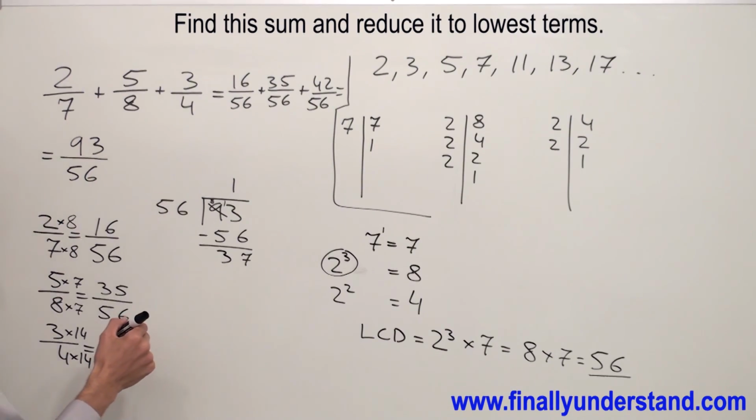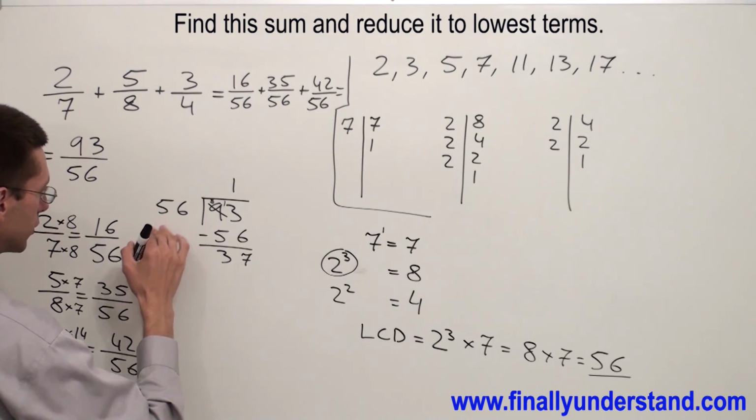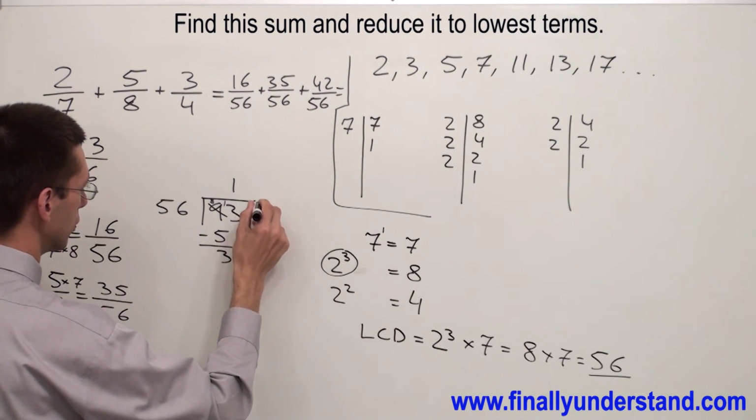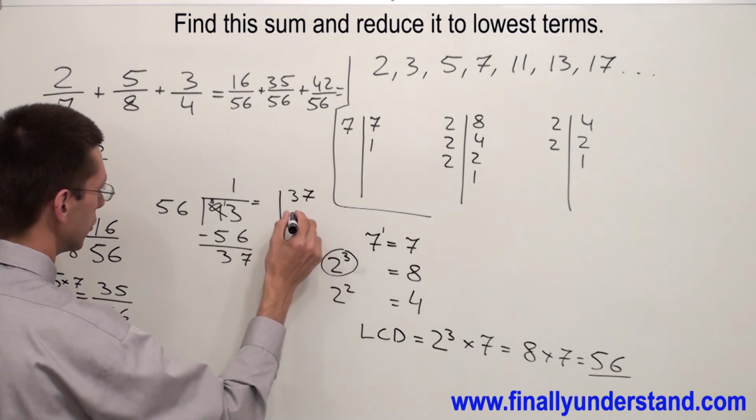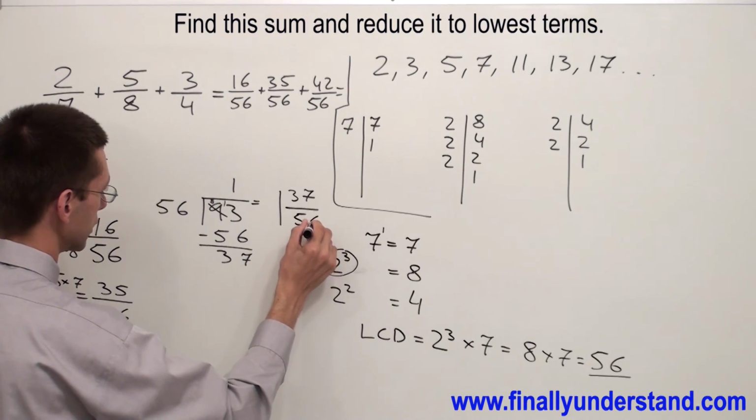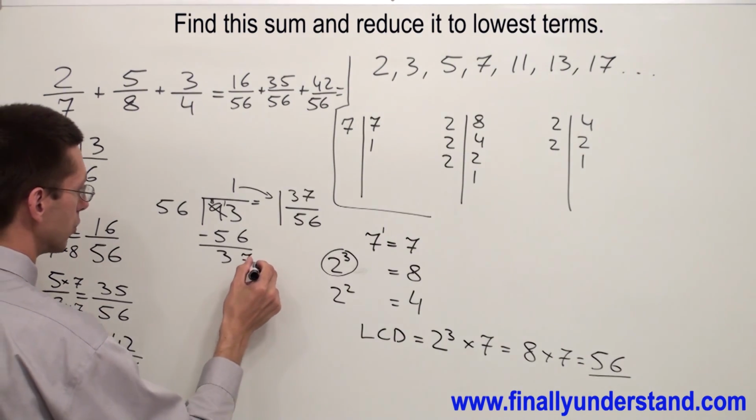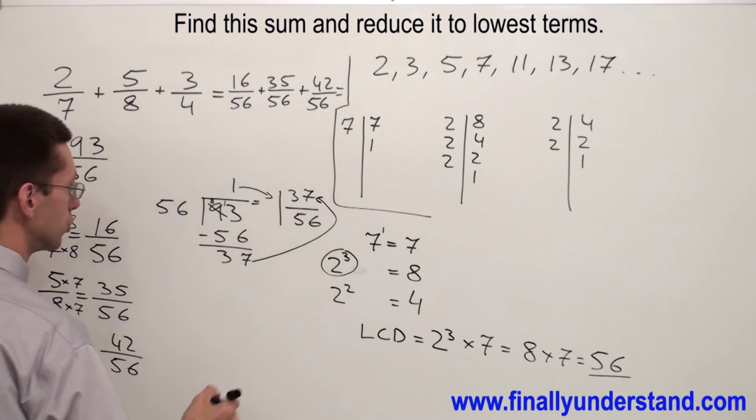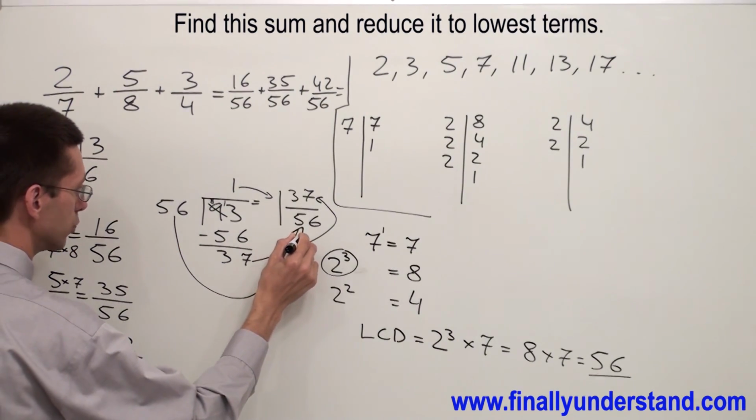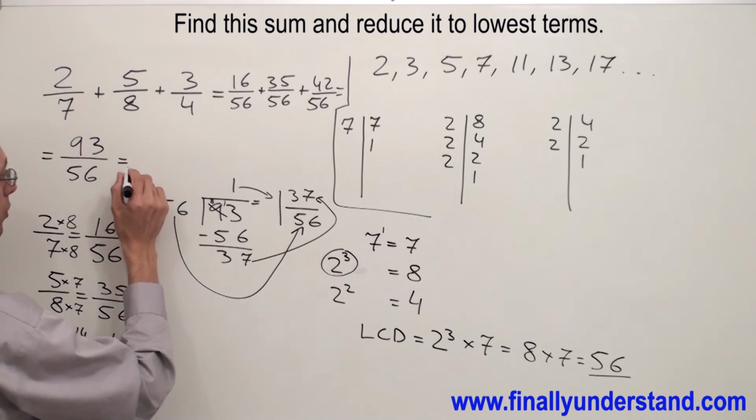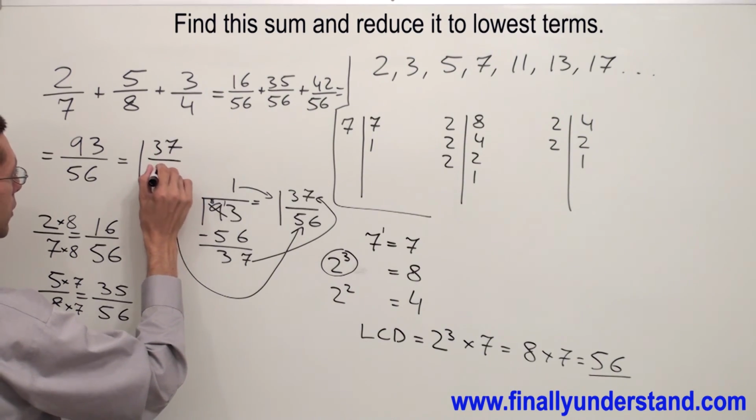Okay, so I cannot continue because 37 is not divisible by 56. I'm going to write my answer as 1 and 37 over 56. Remember, the top number goes always to the front. The remainder goes to the numerator and the divisor goes to the denominator. That's why this is my answer: 1 and 37 over 56.